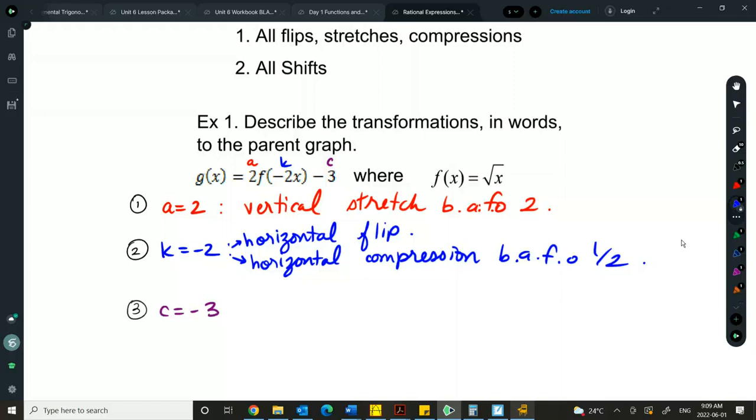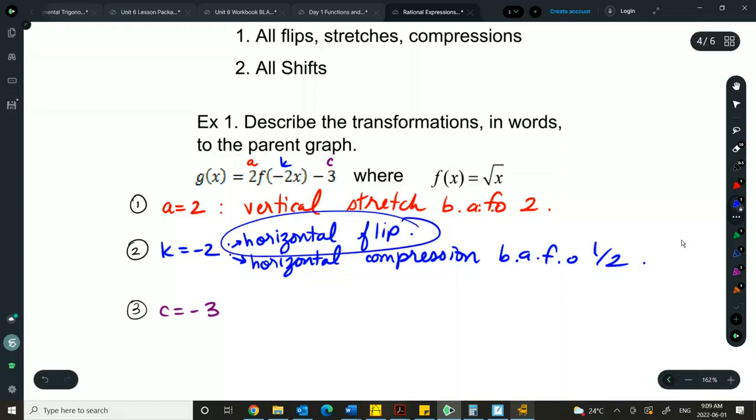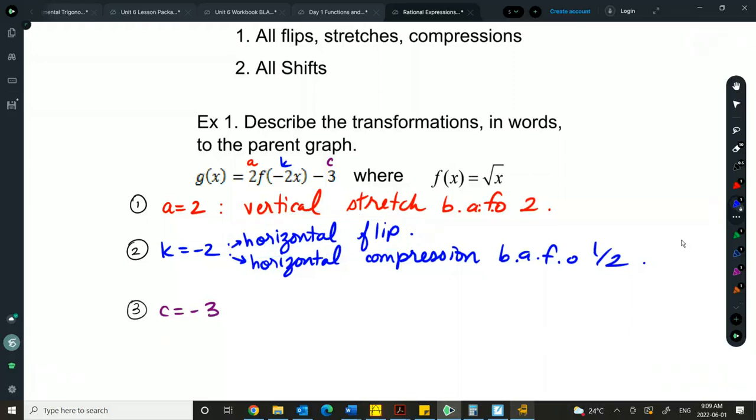Absolute value of K. Part of the reason for that is that the negative part is the flip part. The half part is the compression part. So we split those up into 2 different transformations. I think this one's pretty easy. This is just shift down 3 units.